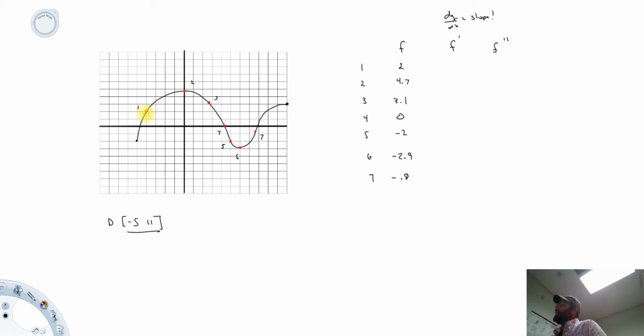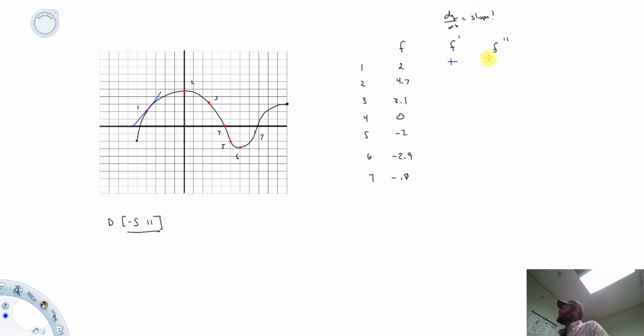So if we go to point 1 here, the tangent line, let me do this in blue, looks about like this. Numerically, it looks like it has a slope of roughly 1.5 or so. All I'm really interested in right now is just pluses and minuses. So at position 1, let's just say that the slope is positive. Positive slope means the function's increasing.